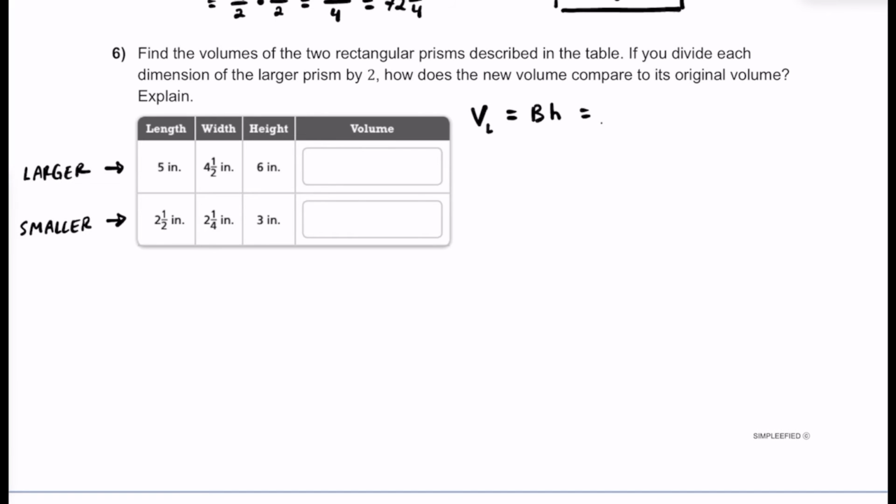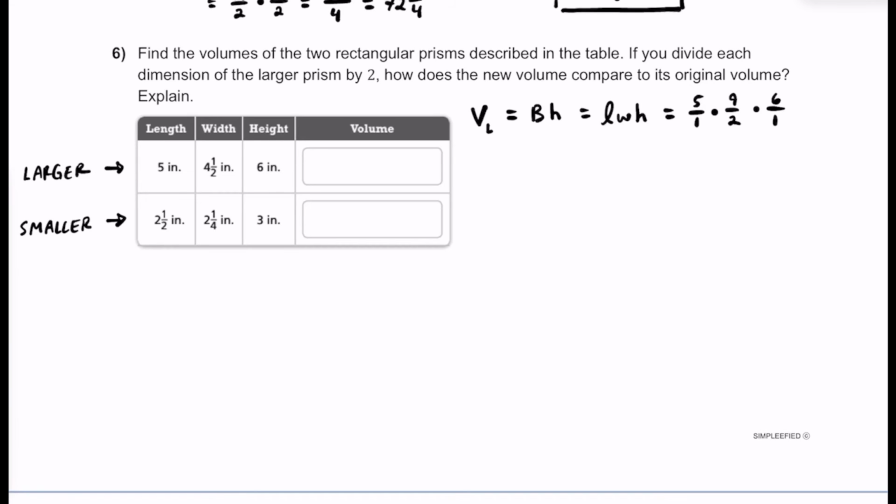We know that the area of the base is going to be the length times the width, right? So let's go ahead and substitute these values in here. This is going to be 5, which I'm going to write as an improper fraction right away. That's 5 over 1, multiplied by 4.5, so that's going to be 9 over 2, and it's going to multiply by 6, which is going to be 6 over 1.